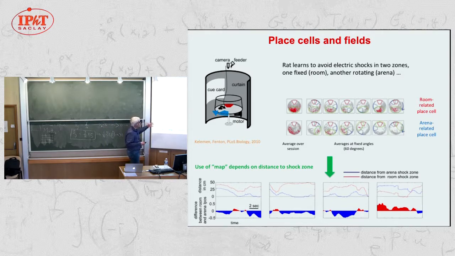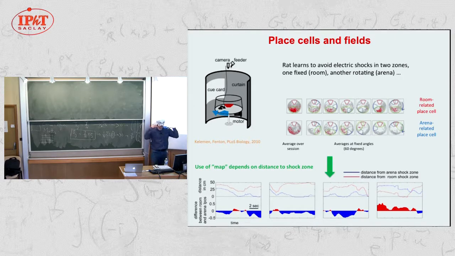And what people have done in these experiments, I don't want to get into details, but they have defined some kind of measurement of recruitment of these room-related place cells and arena-related place cells. As a function of time, you can say, let's look at the cells which are activated, and what is the fraction of the activated cells which correspond to this one or to this one. And you measure some kind of difference between the two. Okay, I don't want to get into details, but you understand the idea.